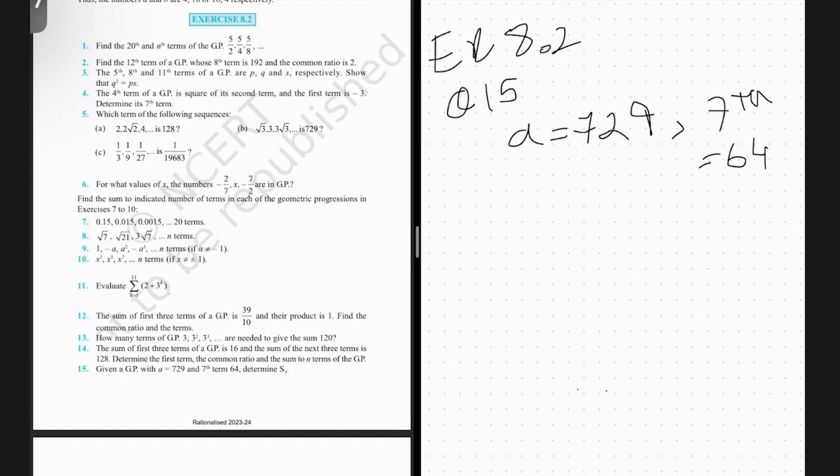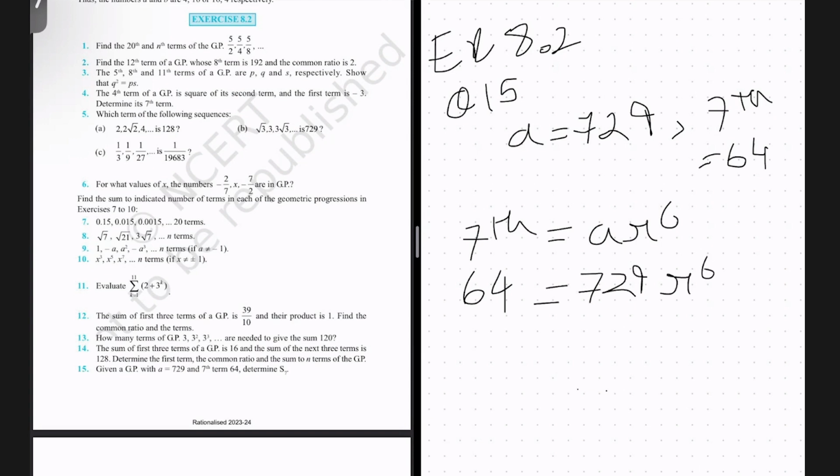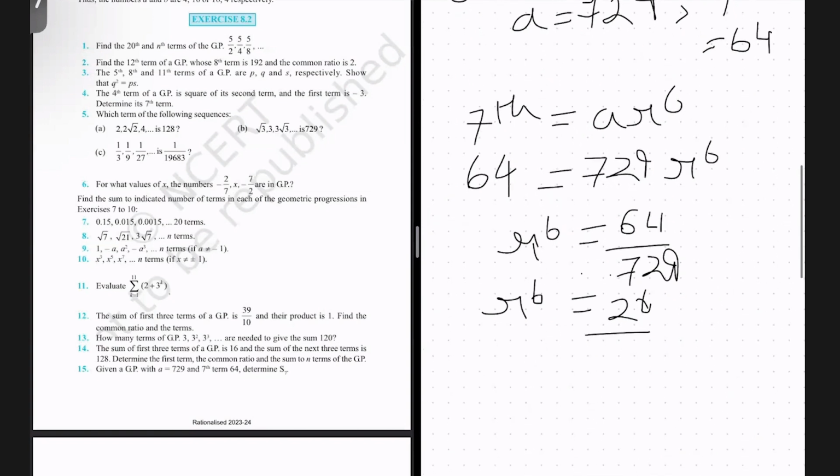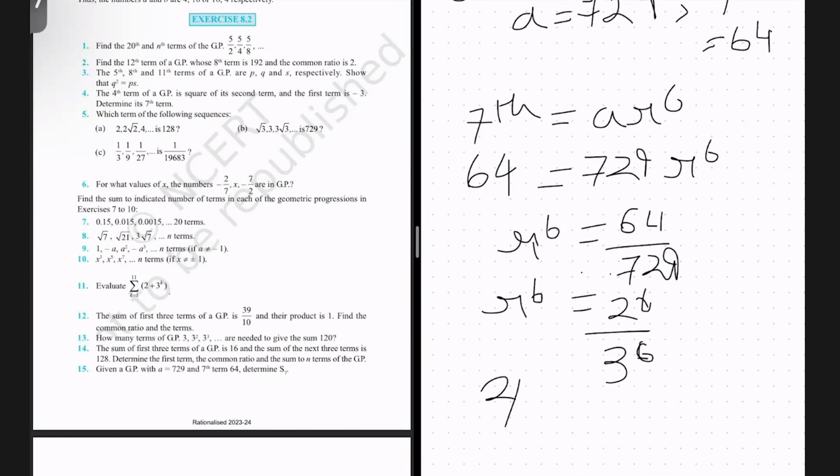So the seventh term could be expressed as a r raised to the power 6, and the seventh term has been given to us as 64. a has been given to us as 729. We need to solve for r raised to the power 6. So r raised to the power 6 is equal to 64 divided by 729. 64 is nothing but 2 raised to the power 6. Similarly, 729 is nothing but 3 raised to the power 6. So we can now write this as (2 by 3) raised to the power 6 equals r raised to the power 6.